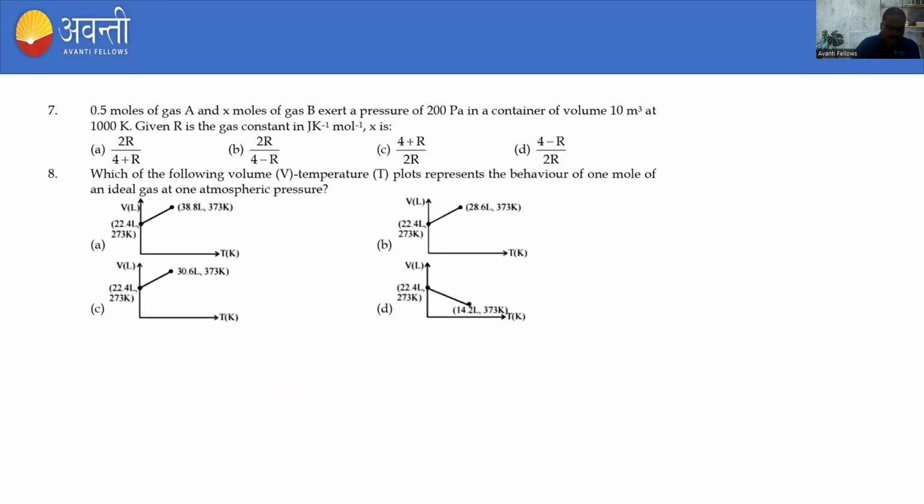Now, move to the next question. That is 0.5 mole of a gas A and X mole of gas B exert a pressure of 200 Pascal in a container of volume 10 meter cube at 1000 Kelvin. Given R is the gas constant, you have to derive the relationship for this. So you need to calculate the value of X. Then how will you calculate the value of X?